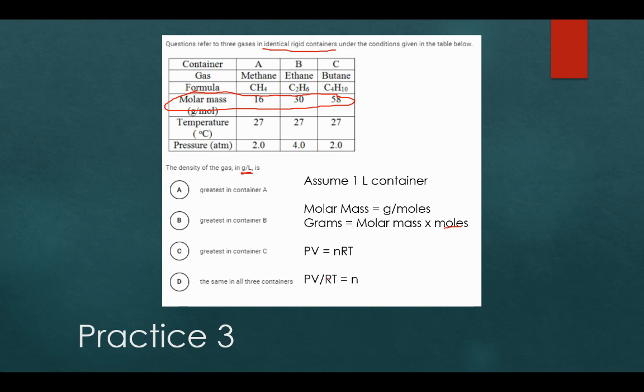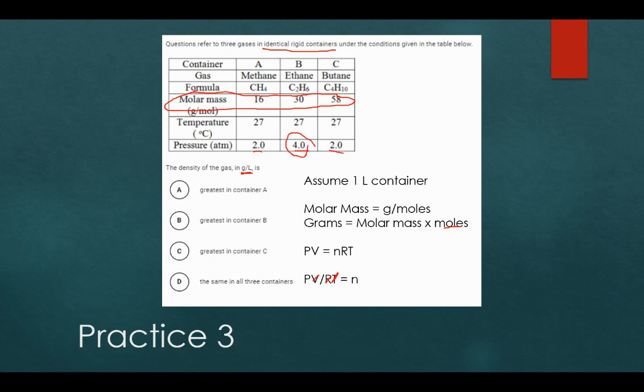So notice, my temperature is exactly the same in all of them. So that's not going to affect the difference in my amount of moles. The gas constant is also the same. It's a constant, so that won't affect it. I already said that I have a 1 liter container. So really, I'm just comparing the different pressures. And I know that if pressure is larger, then my moles is larger. So notice my different pressures.